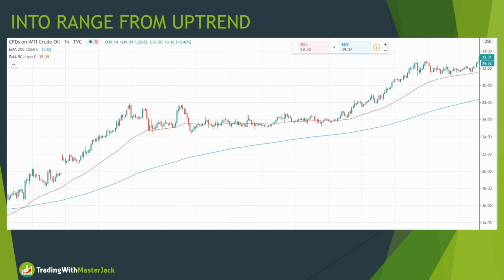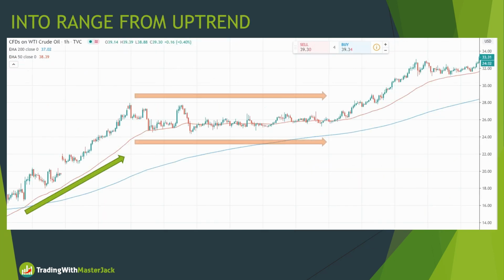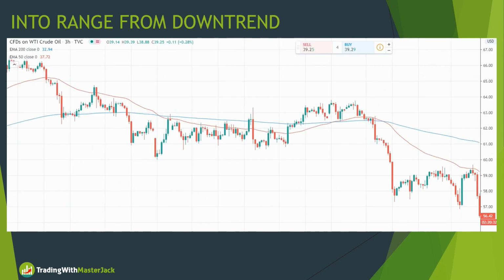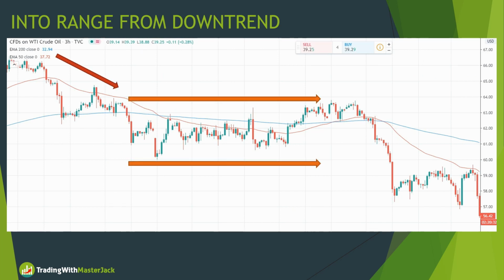Into a range from an uptrend, you'll see from the uptrend going into a range, sideways trading there, and it's above the 200 moving average, you'll still want to hold a bullish bias, looking for buying opportunities. Into a range from a downtrend, there we go, see the price movement going down into a range, sideways trading there. It's below the 200 moving average. Then you'll still want to hold a bearish bias, looking for short opportunities.